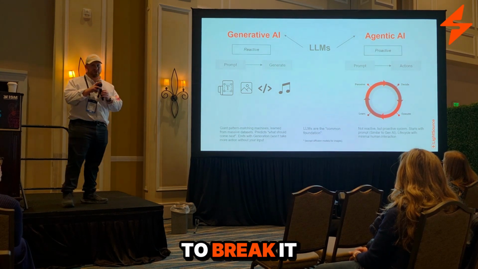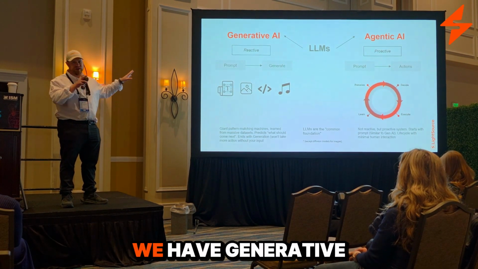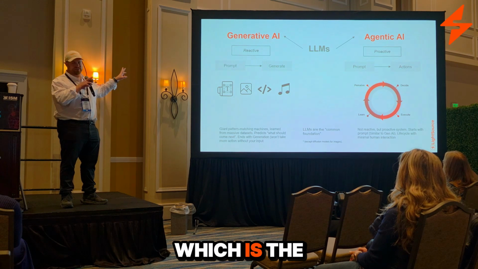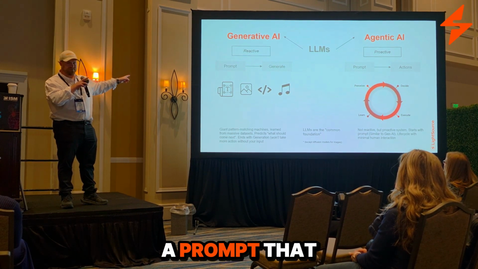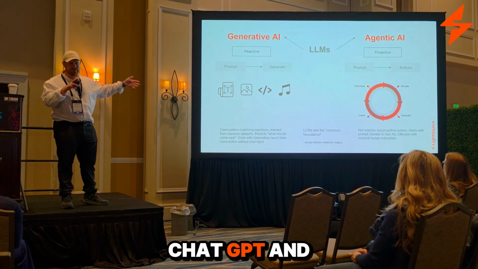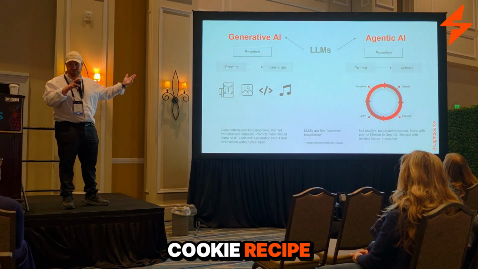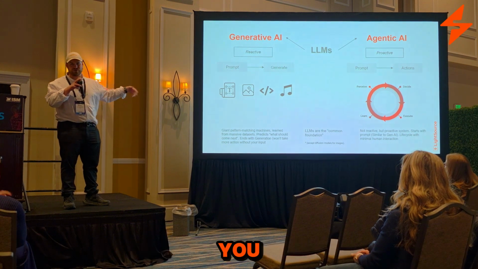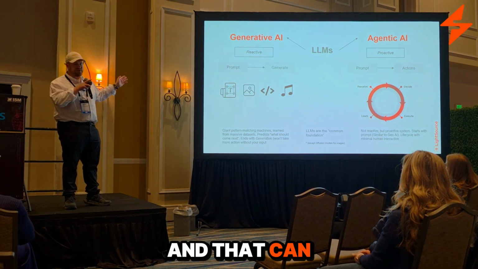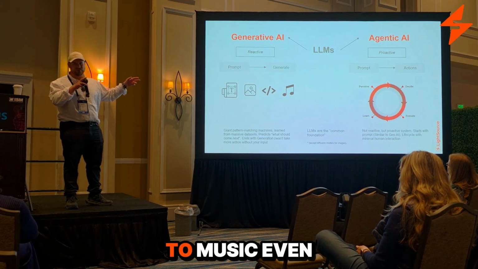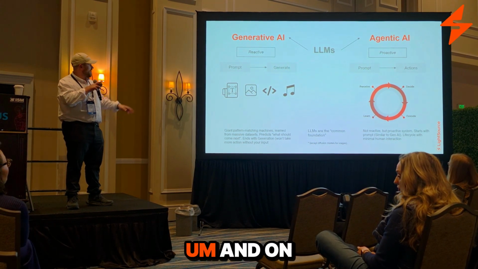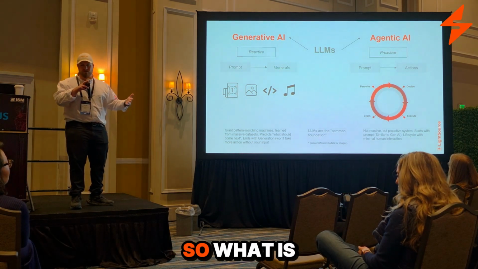And so just to break it up into two different clusters, on the left, we have generative AI, which is the concept of reactive generation. So you have a prompt that you input, you go to ChatGPT and you say, make me a cookie recipe, and it will write something for you. It generates, generative. And that can be anything from text to images, to code, to music even. And on the right side, we have agentic.